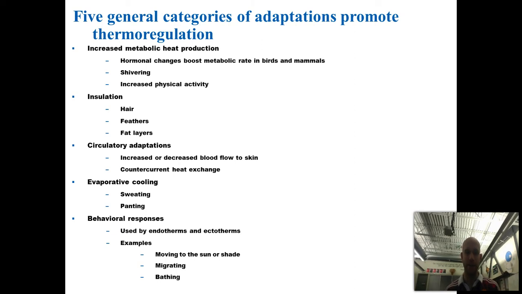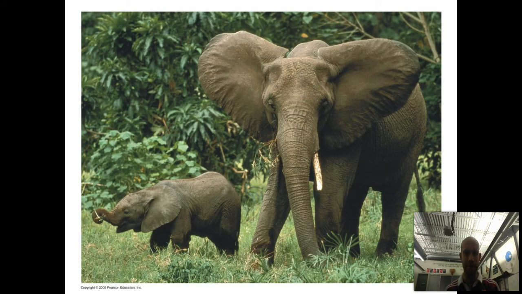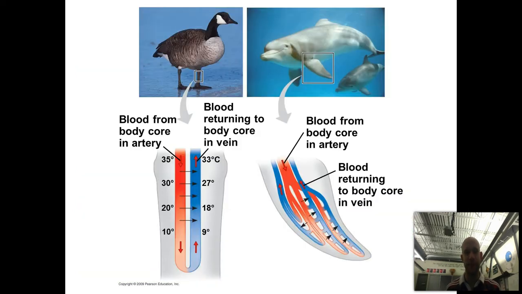Migration, of course, is also important. Seasonal migrations and bathing. Organisms can bathe in water to cool themselves down. Elephants, for example, do evaporative heat transfer. They have these enormous ears that help to keep them cool. And this was an example of the heat exchange mechanisms that I was talking about.